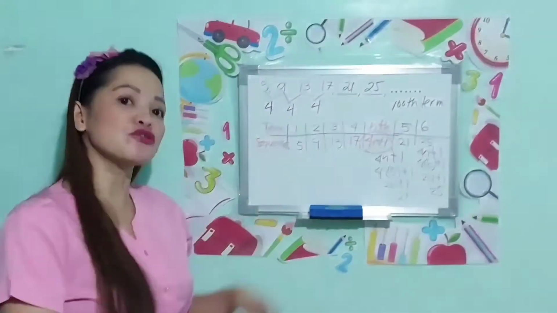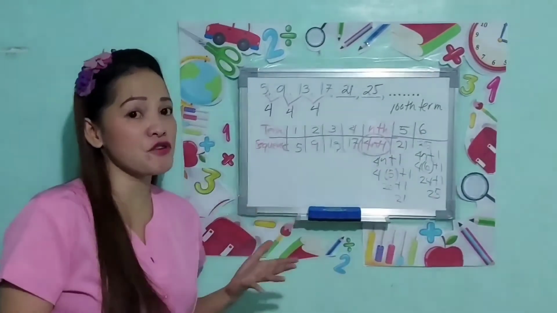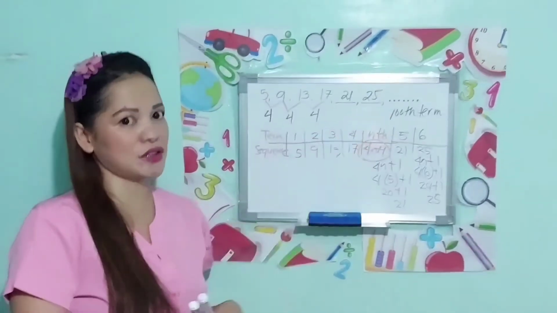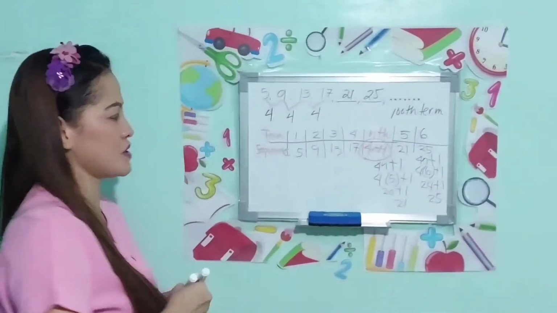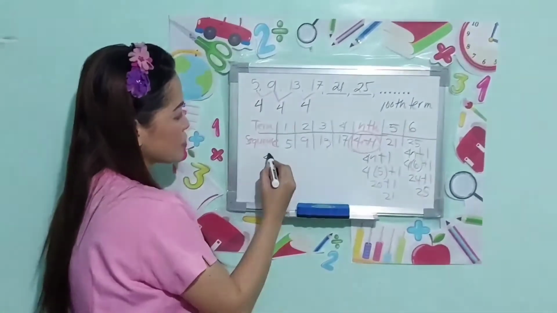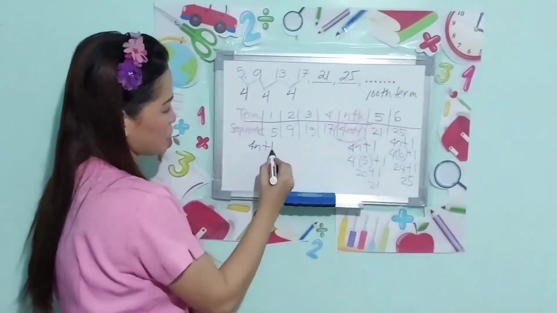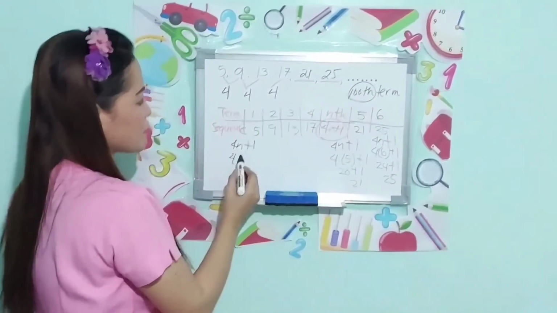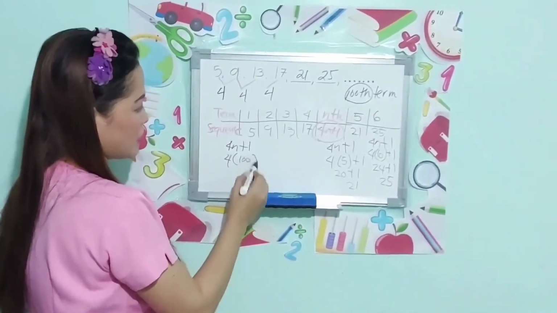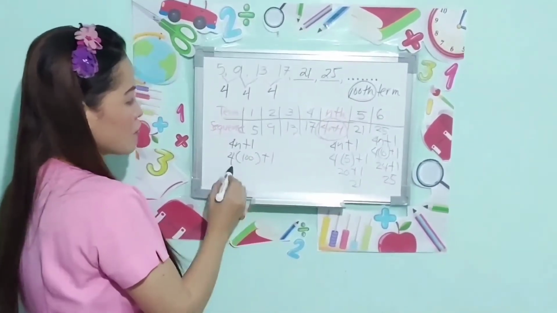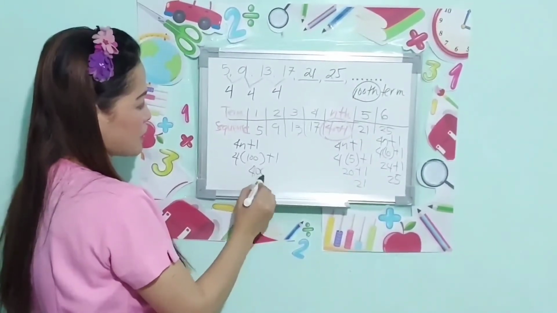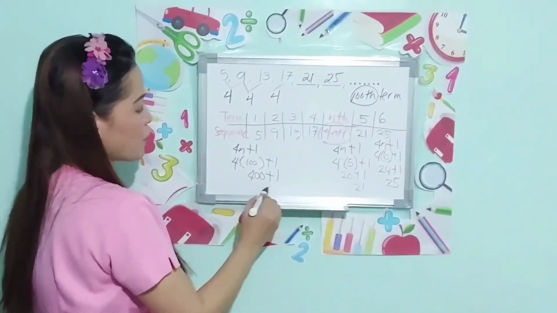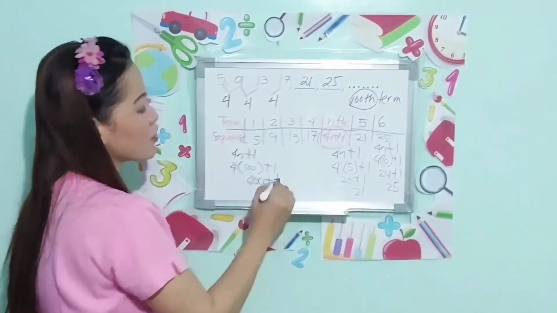Using this nth rule, it will now be easy for us to find the 100th term. Okay, let us try to do this. Using our nth rule, we have 4n plus 1. Now we're looking for the 100th term. Substitute n by 100, plus 1. 4 times 100 equals 400, plus 1. Therefore, our 100th term is 401.